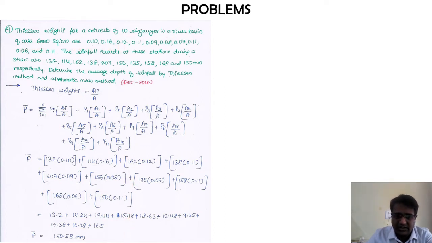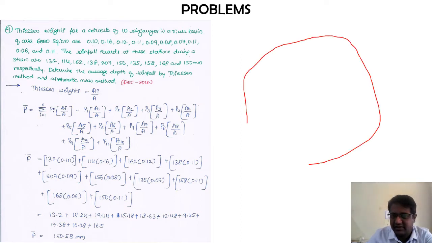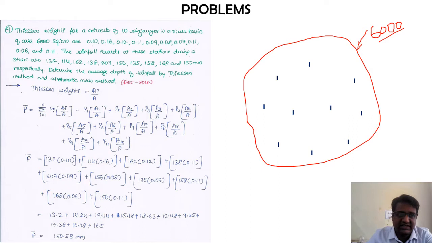If I try to explain this, imagine this as the catchment area, and in this catchment area they have 10 rain gauge stations: 1, 2, 3, 4, 5, 6, 7, 8, 9, 10. And the area of this is how much? 6,000 kilometers squared. So this is what is being given in the question.